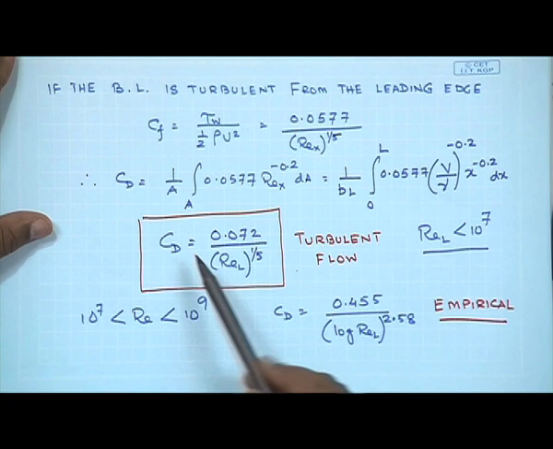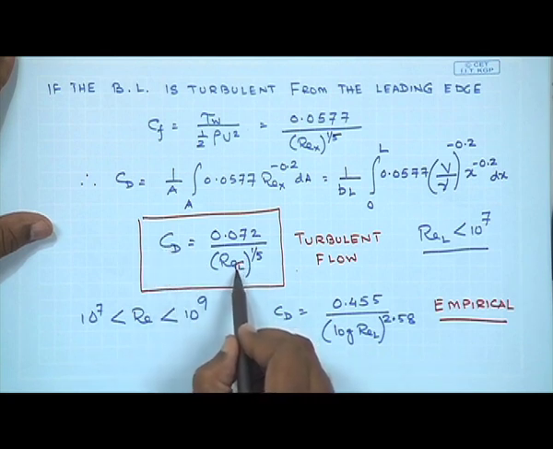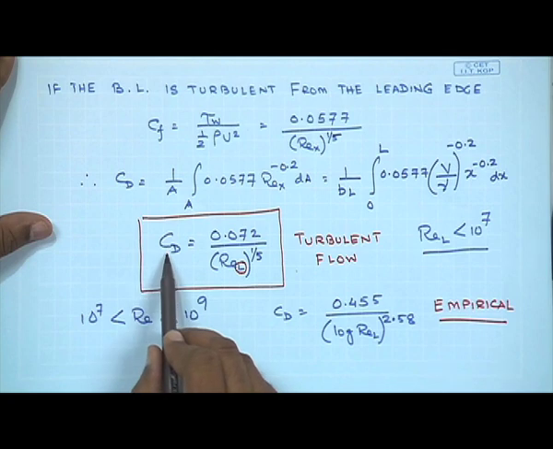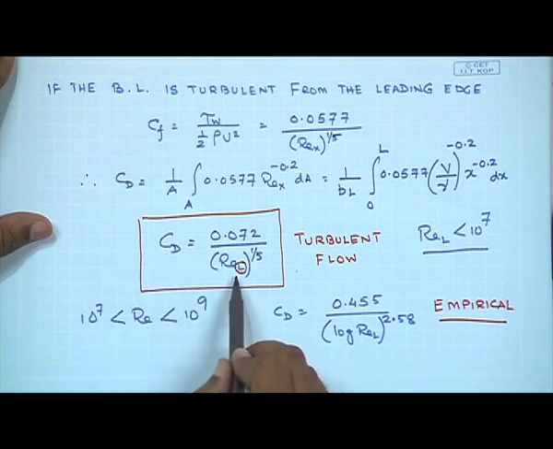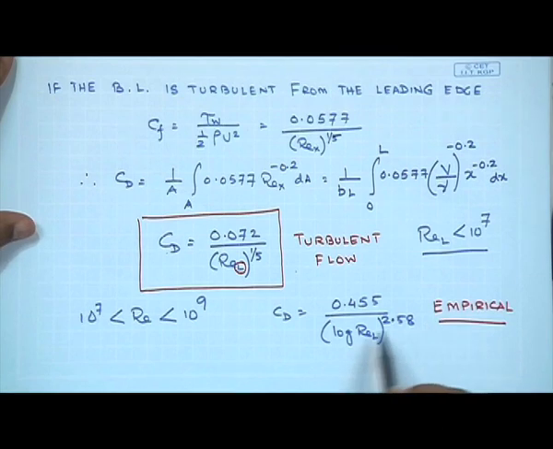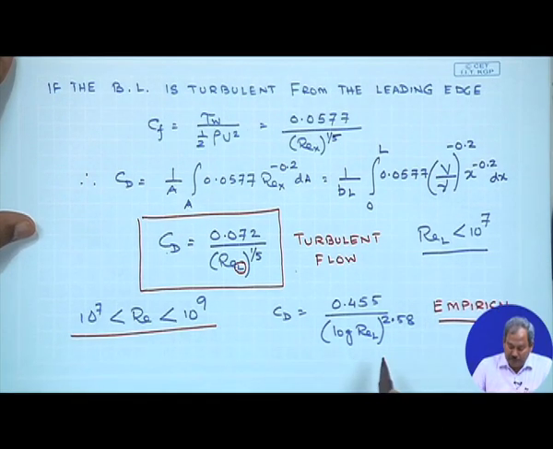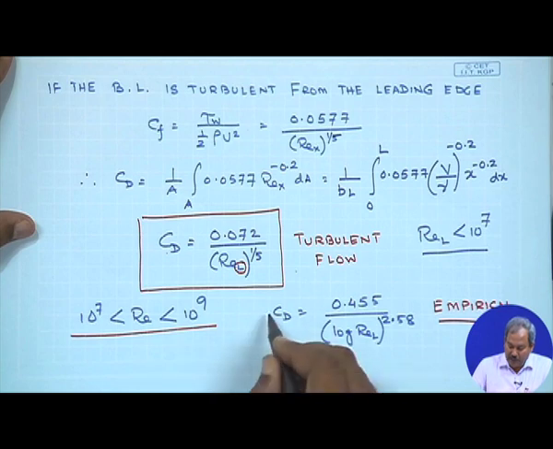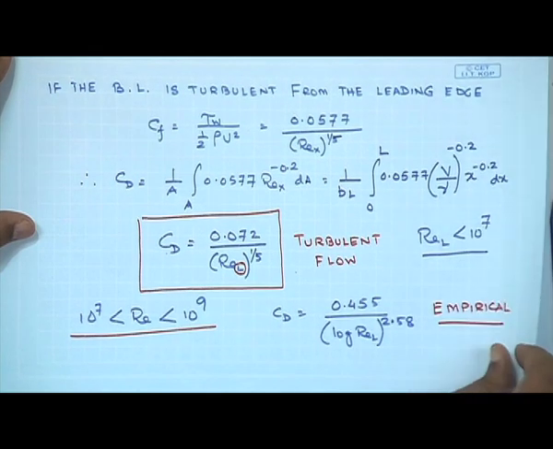So for turbulent flow CD, again you note that the subscript here is L. So this is the drag coefficient for the entire length of the plate, exactly like what we have done for the laminar flow, and this is valid for a Reynolds number less than 10 to the power 7. And if your Reynolds number is beyond 10 to the power 7, then we have to take recourse of an empirical relation, which is given in terms of log and so on, and the region of validity is between 10 to the power 7 and 10 to the power 9, and we have an expression for CD here as well.